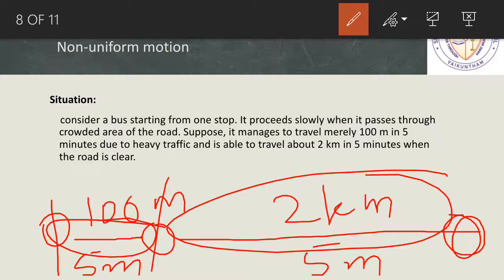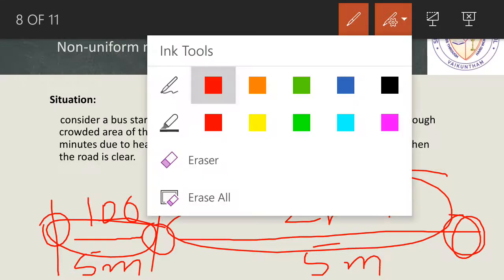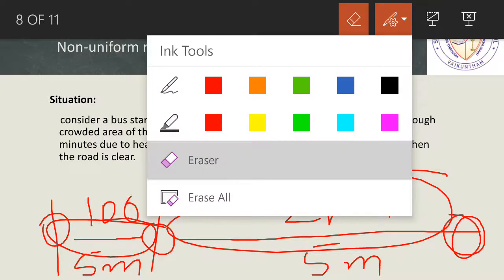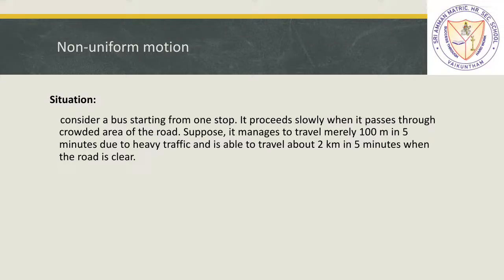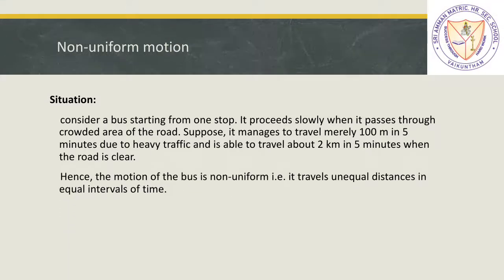So here the uniformity is lost. It is not uniform. First 5 minutes it traveled only 100 meters. Next 5 minutes it traveled 2 kilometers. Next 5 minutes it may travel some 60 meters. In the next 5 minutes it may travel 1 kilometer. So there is no uniformity. It changes. So this situation is an example of non-uniform motion. Hence the motion of the bus is non-uniform, that is, it travels unequal distances in equal intervals of time.